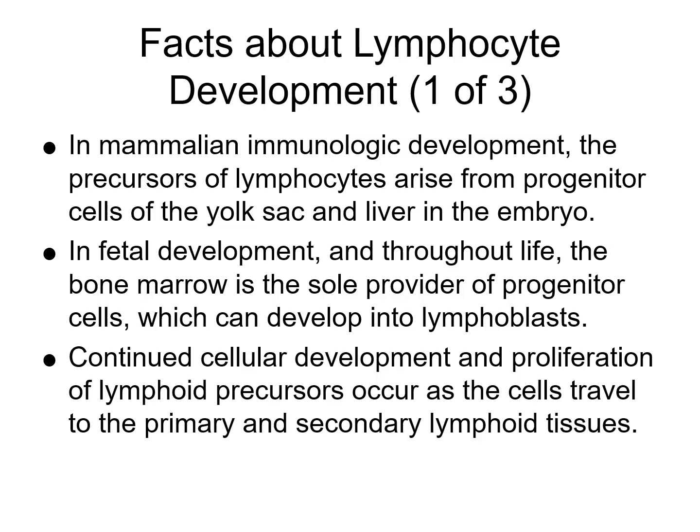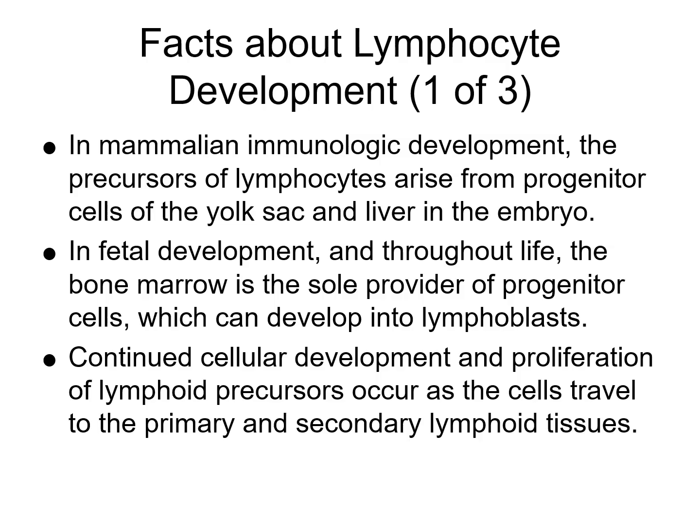For the bone marrow, the role is during fetal development and throughout life, the bone marrow becomes the main source of progenitor cells. The bone marrow produces hematopoietic stem cells. These cells can then be differentiated into lymphoid progenitor cells. These progenitor cells can develop into lymphoblasts, which are immature lymphocytes.